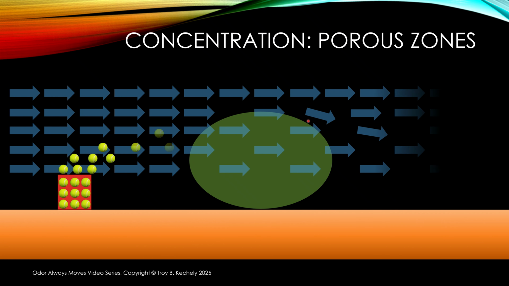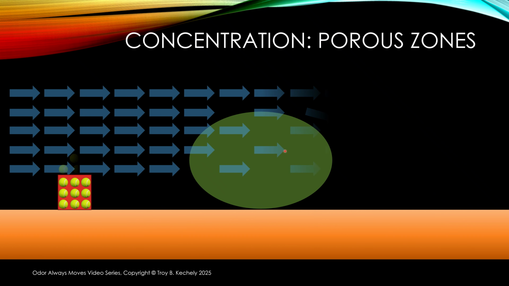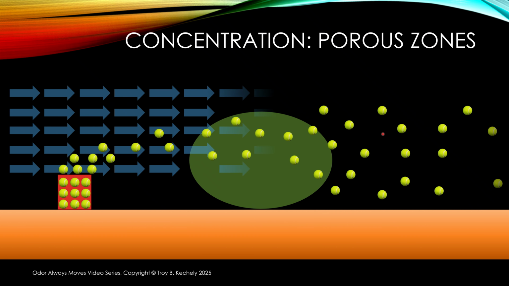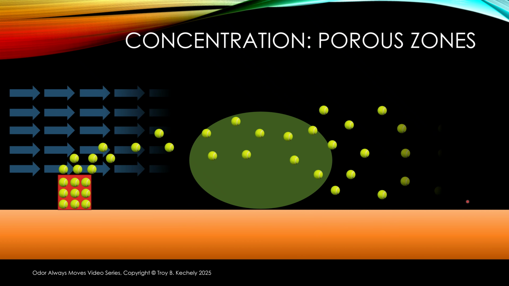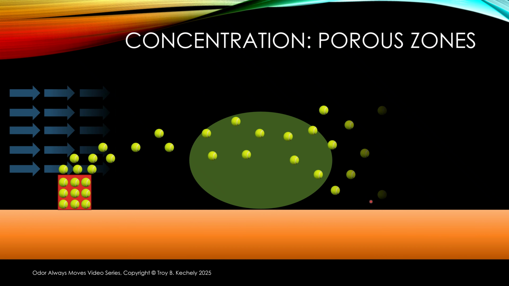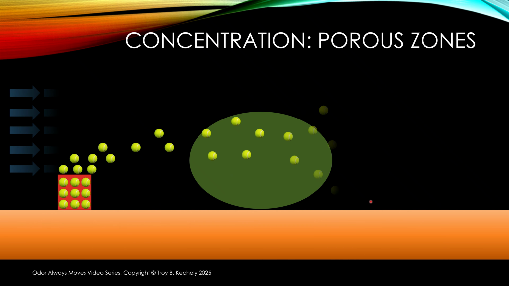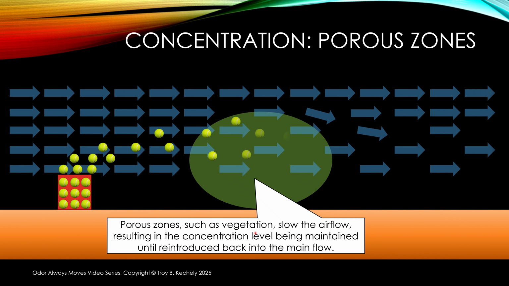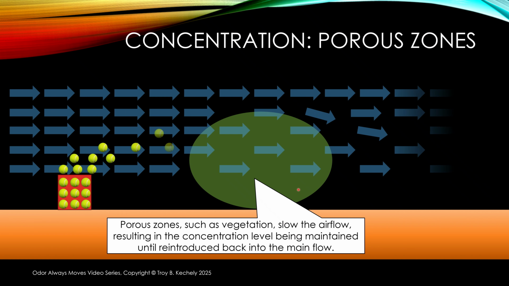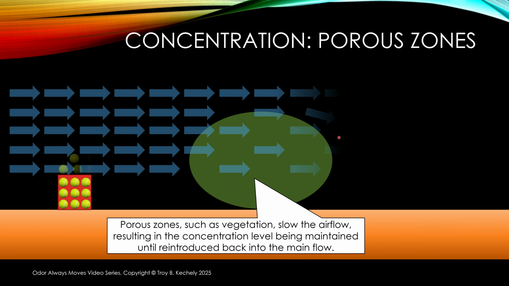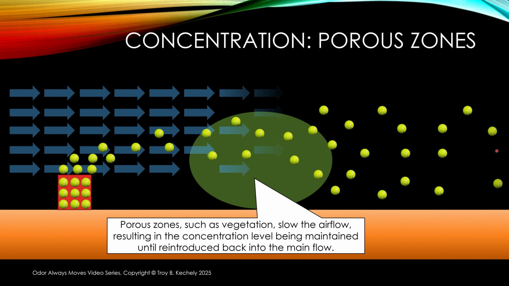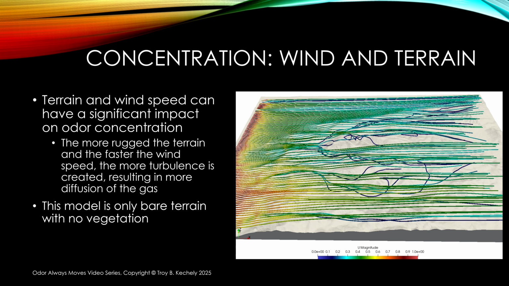Because now, as that odor is coming out here, it's slowing down and it starts spreading out. So what was once that well-defined plume in the earlier animations is now this very spread out and slowed down plume of low concentration. And you're going to see that in the models. So again, porous zones such as vegetation slow the airflow. Concentration levels get maintained, slow down and spread out a bit. And then once it's reintroduced into the airflow, it's typically much wider than what it was at the beginning.